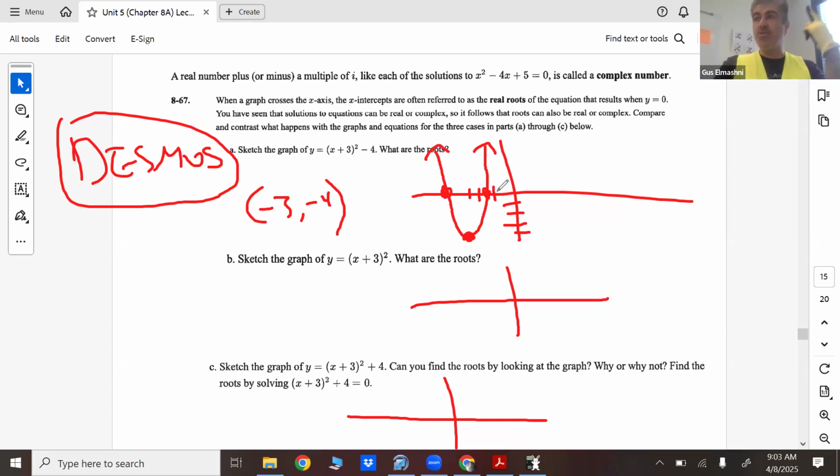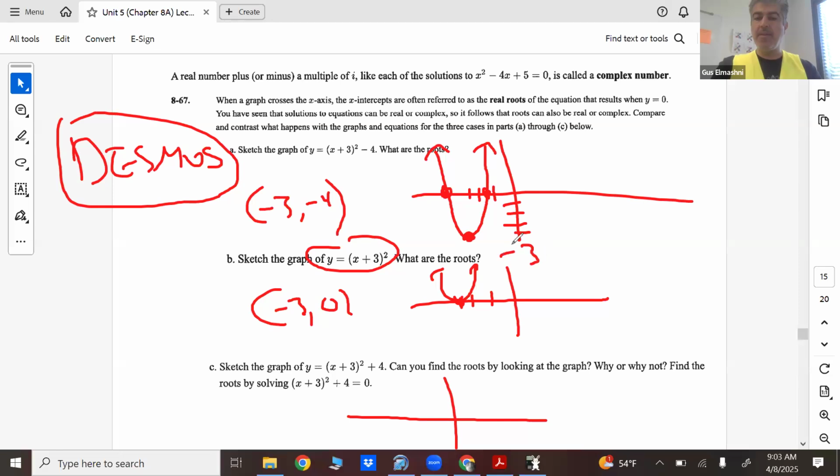All right. So this crosses twice. But this one, where is the vertex on this one? -3, comma 0 for B. So that sits on the x-axis. Hence, it bounces, right? That's a bounce, as we see. So where are the roots? It's -3. The roots here are not weird at all. I think they're -1 and -5.